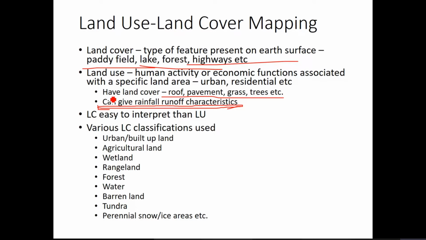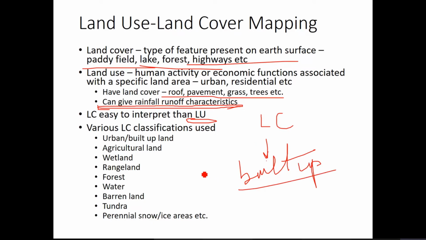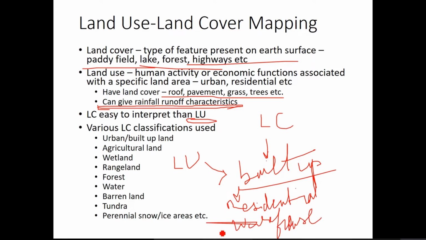So land cover is easier to interpret than land use. Suppose I have identified the land cover as a built up area. Built up area is my land cover. But what is the land use of that built up area? That is a bit more difficult to interpret, because the built up area can be maybe residential, maybe a warehouse, maybe a factory, can be anything, right? So land cover is easier to interpret than land use.